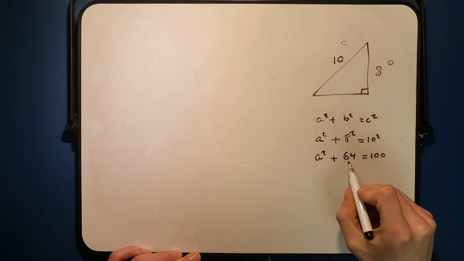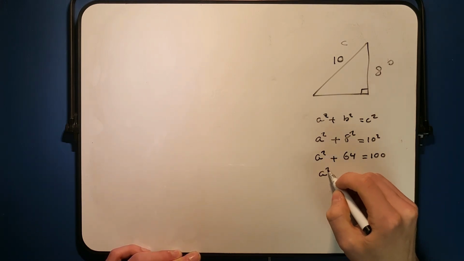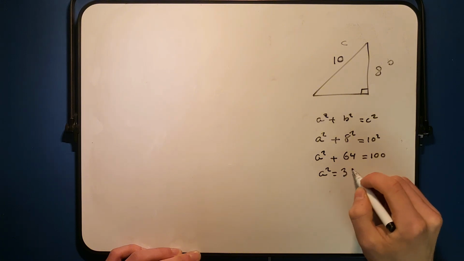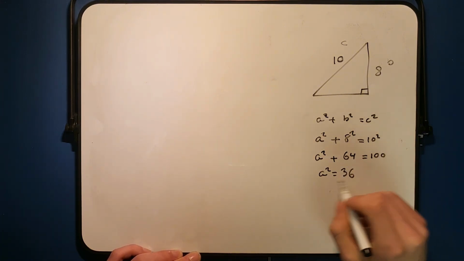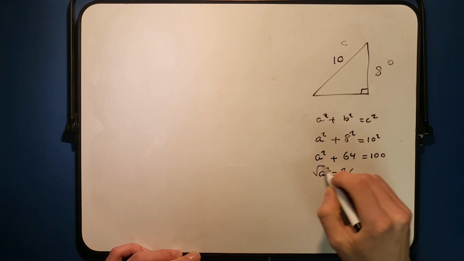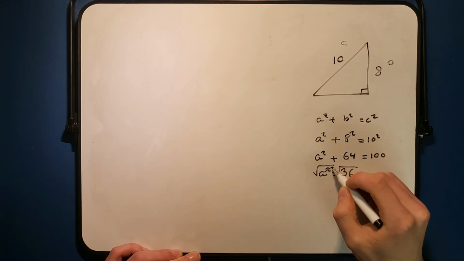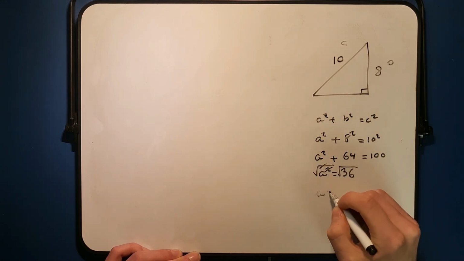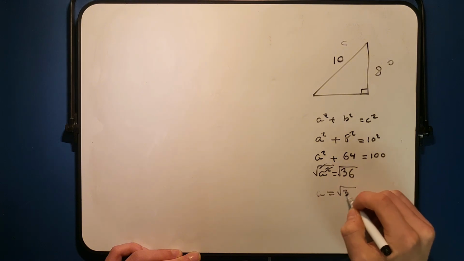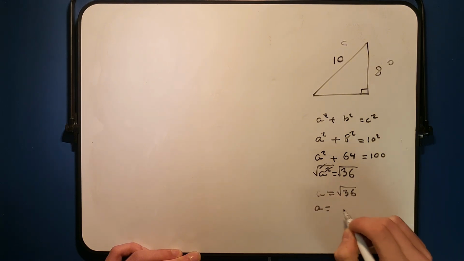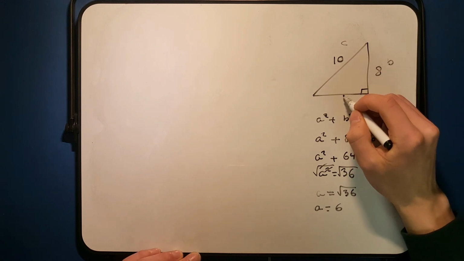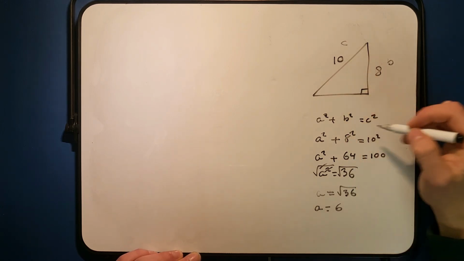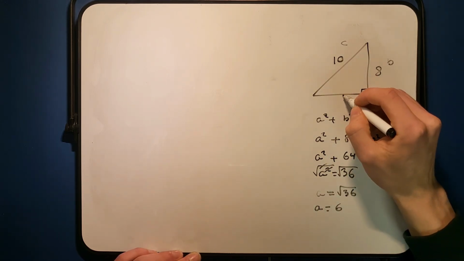Now we can minus 64 from both sides. That will give us 36. This is also convenient as both sides are square rootable. So we square root this, this cancels out, and we get a is equal to square root 36, which is equal to 6. So our unknown length in this case is not the hypotenuse, but we rearrange the equation to get our unknown.